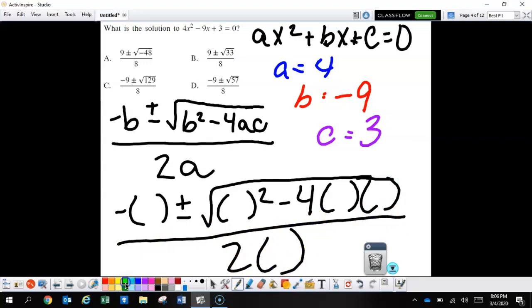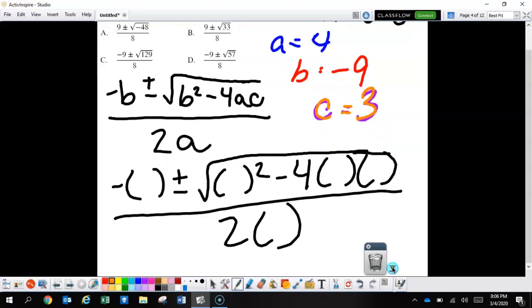Let's do this in orange because it's kind of hard to see on my tablet. Okay, so I'm plugging in negative b, so b is negative 9, plus or minus the square root of negative 9 squared minus 4ac all over 2a. So a is next to the 4 and at the bottom next to the 2, and c is the c in 4ac, so this is over here.